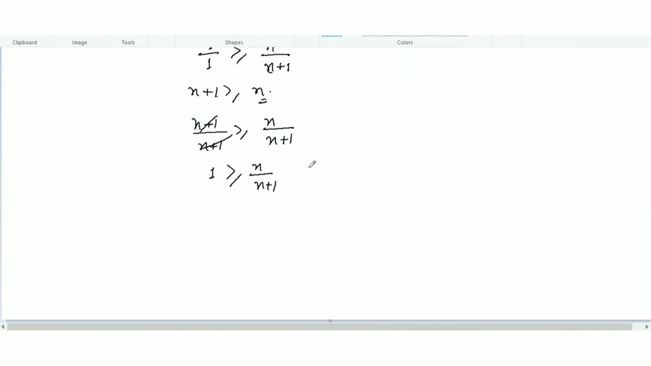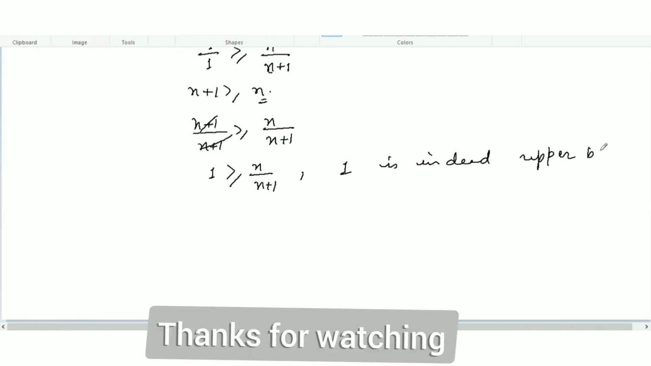Either way, you can prove that. So here you can say that 1 is indeed an upper bound of this set S, and it means 1 is the supremum of S, which is correct in the first part.